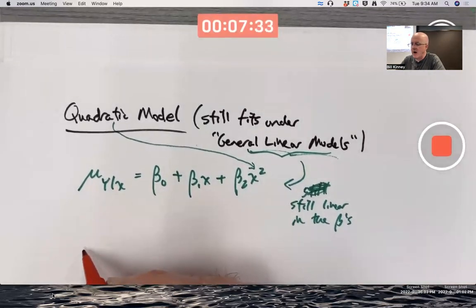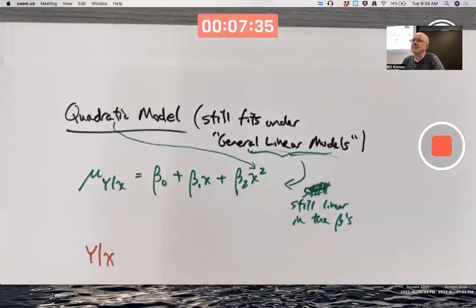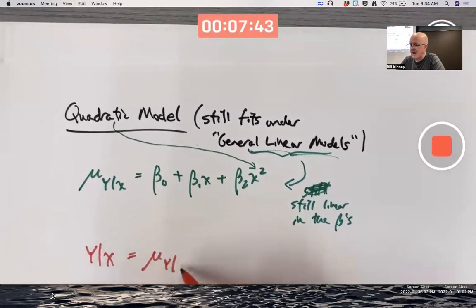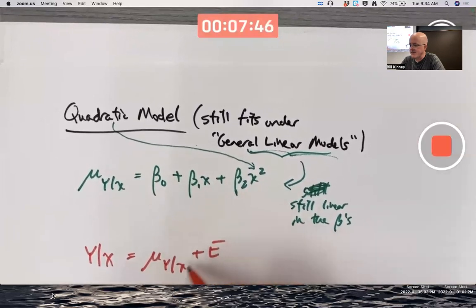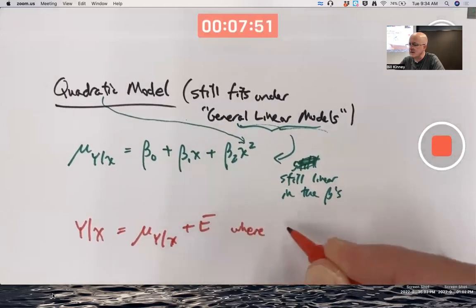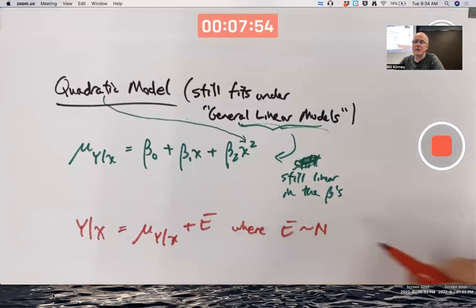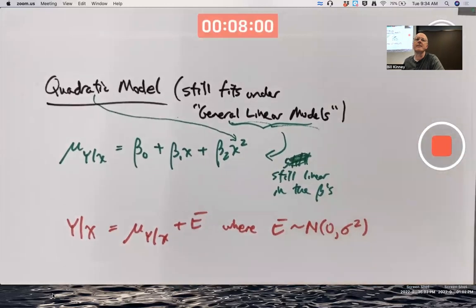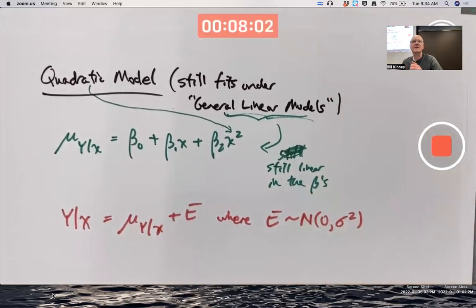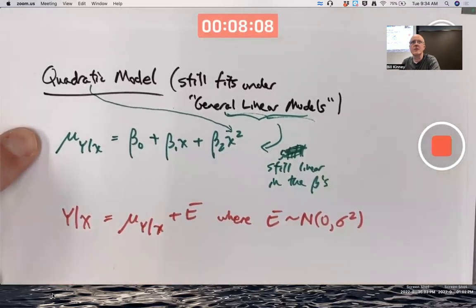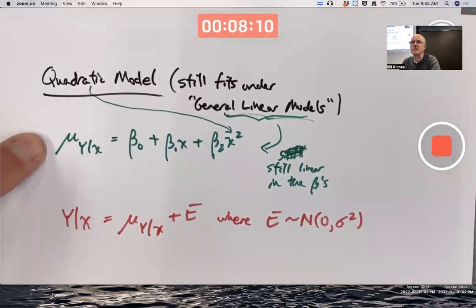We still might wonder how y given x is modeled overall. It's really the same way as with simple linear regression. Take the mean and add on a random error term, where that random error term we will again assume is normal with a mean of 0 and a certain variance, sigma squared. So it's still the same model here. The difference is in the model for mu. The difference is in the model for the curve of regression.